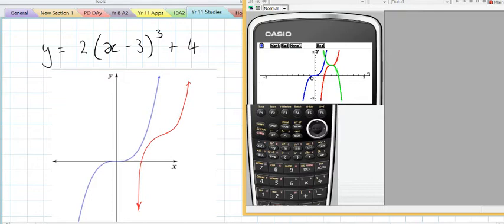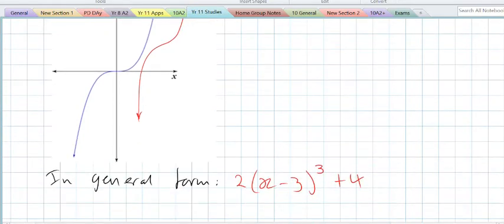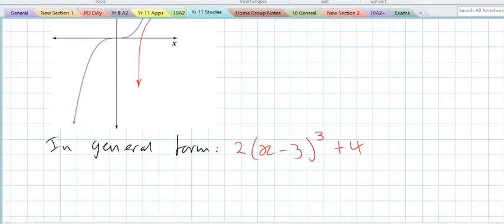Right? And on that note, we will sometimes ask you to put functions like this in general form. General form being ax to the power of 3 plus bx to the power of 2 plus cx plus d, with a not equal to 0. Alright? How would you go about getting that in general form? Expand and simplify?